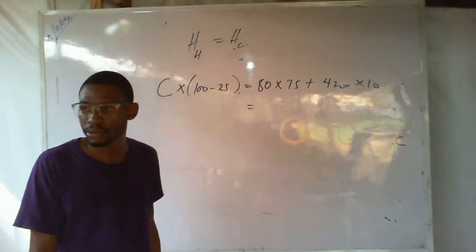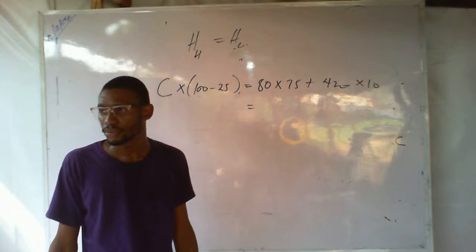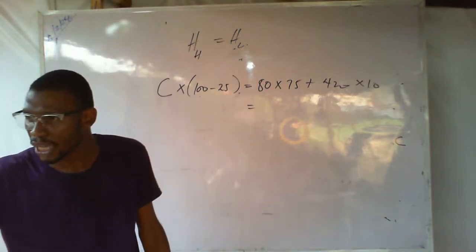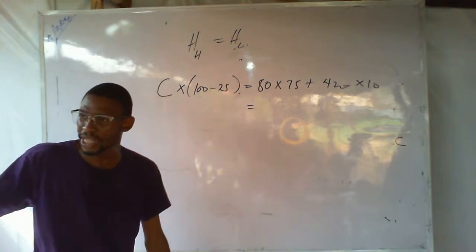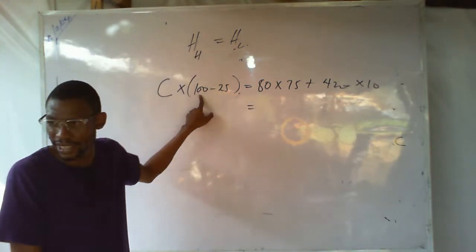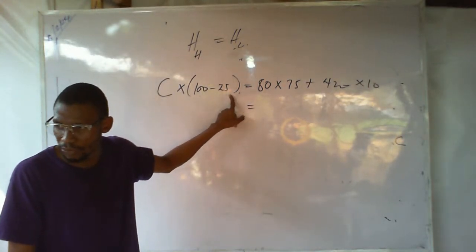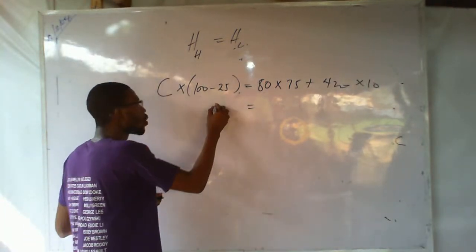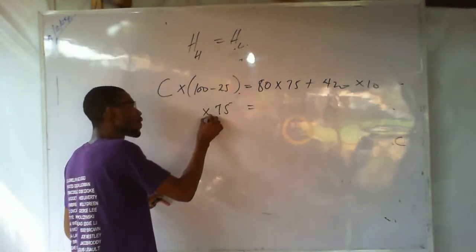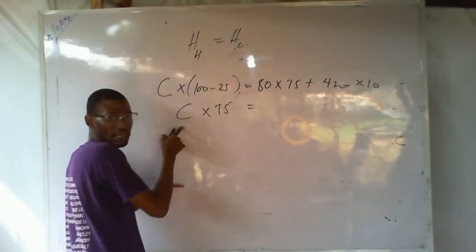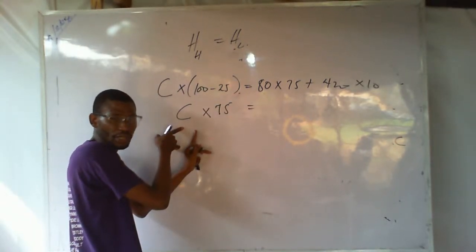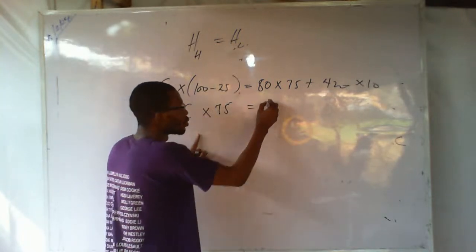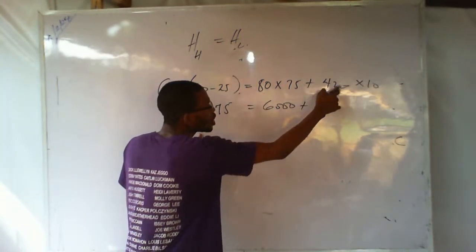100 degrees. That's the metal. It's the metal that is 100 degrees, not water. Okay, if the metal is 100 degrees, that would be 100 minus 25. That's 75 here. This one will give us 75, multiplied by the heat capacity of this. Now, this times this one is what? 6,000. This times this is what?